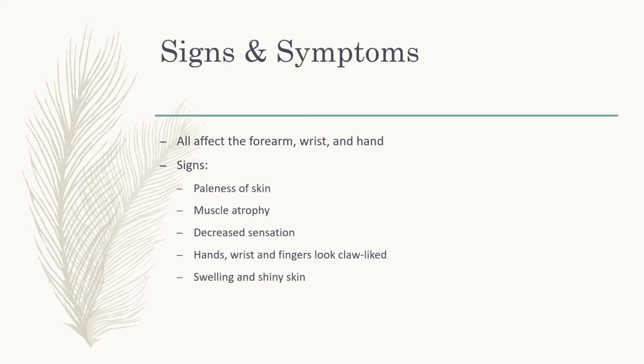Signs and symptoms. All signs and symptoms affect the forearm, wrist, and hand. Some signs are paleness of the skin, muscle atrophy, decreased sensation, the hands, wrist, and fingers look claw-like, and there is swelling and shiny skin.